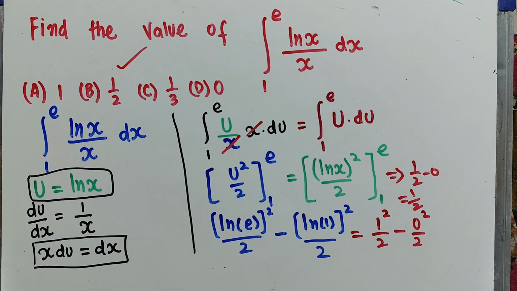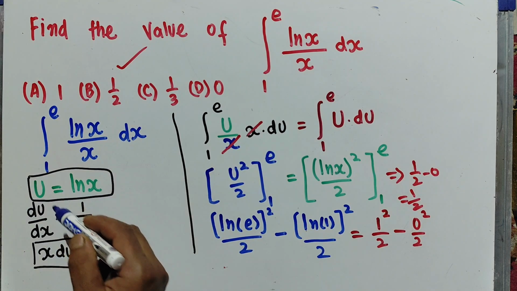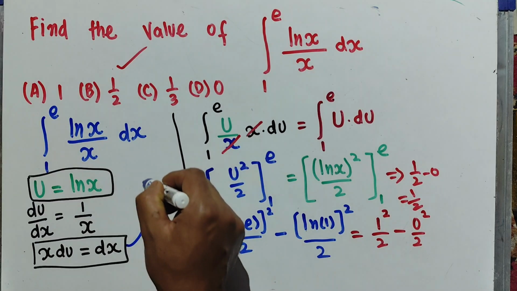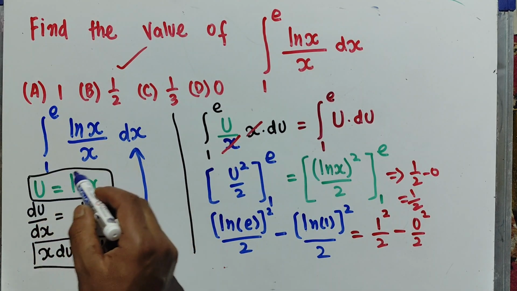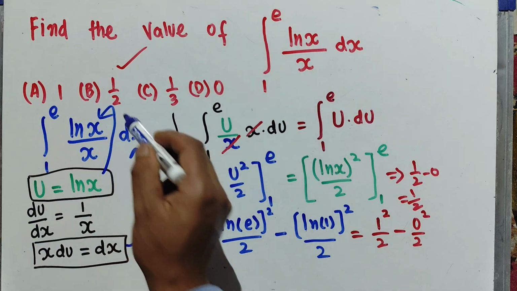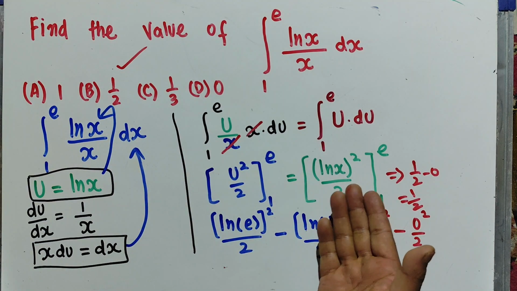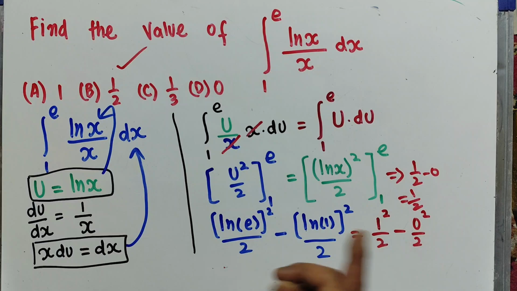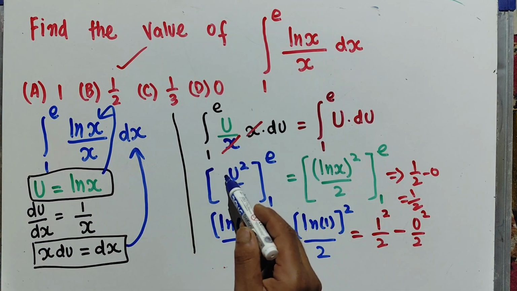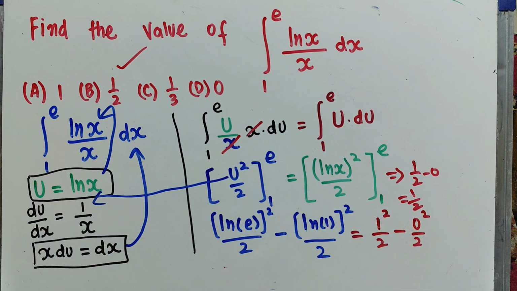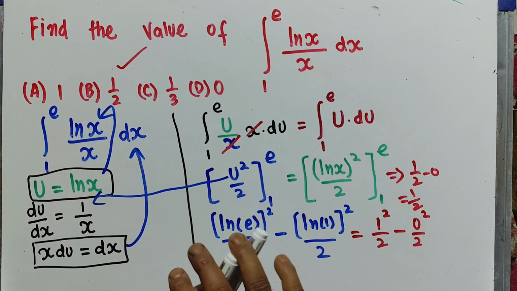Here we simply apply what we call the substitution method. We put the numerator equal to u, then we differentiate u with respect to x. We get this relation, that is x times du is equal to dx. Then we plug the value of u and dx, that is, in place of dx we write x times du, and in place of ln x we write u, and then we solve this in terms of u. Then we plug the value of u back, that is u is equal to ln x, in this expression. Then we evaluate it at upper limit and lower limit to get the required result.